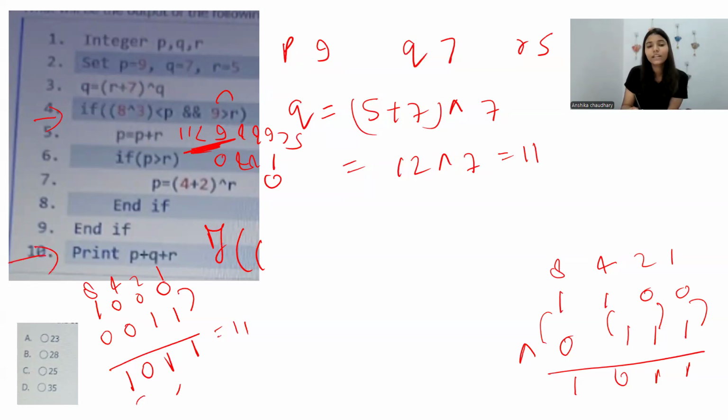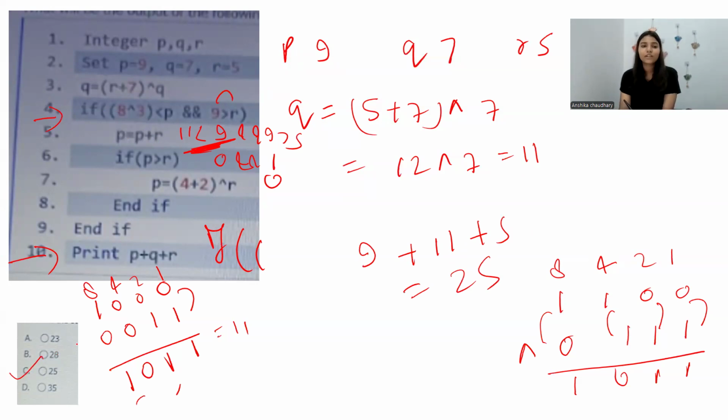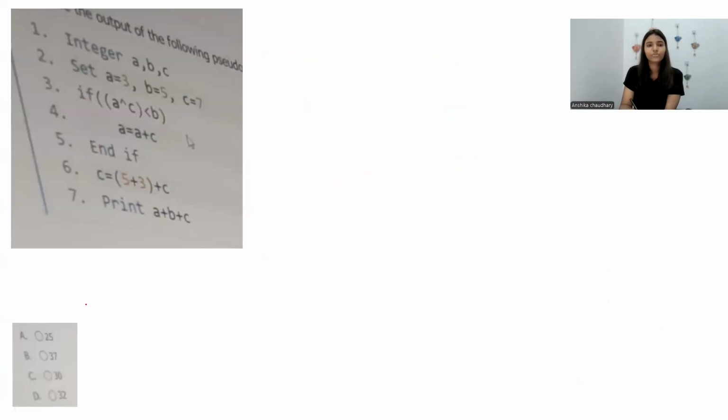Right. So we have to print P plus Q plus R. So P was 9, Q was updated to 11, plus R was 5. So it will become 11 plus 9 is 20. 20 plus 5 is 25. So 25, option number C, is the correct answer for this particular question. I hope it makes sense. Let's move on to the next question.